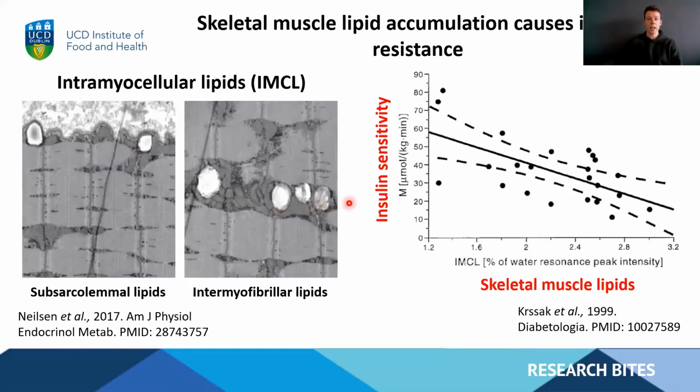Indeed, one of the most robust predictors of whole body insulin sensitivity is the level of IMCL determined by MRI or other methods. This is quite a reproducible finding in the literature now. So one of our goals during my PhD was to come up with interventions that might reduce intramuscular lipids and whether this improves insulin sensitivity.